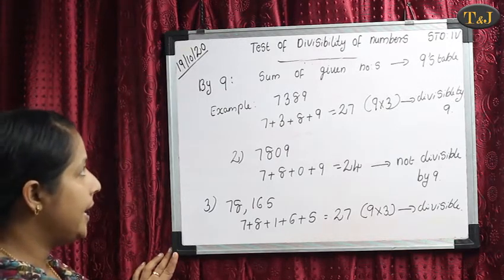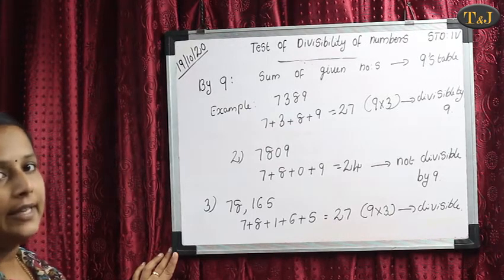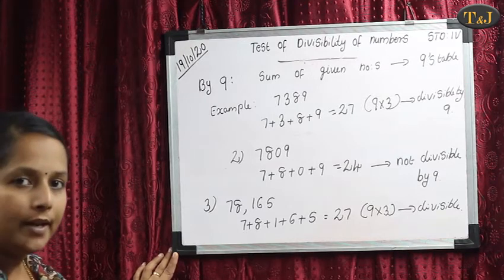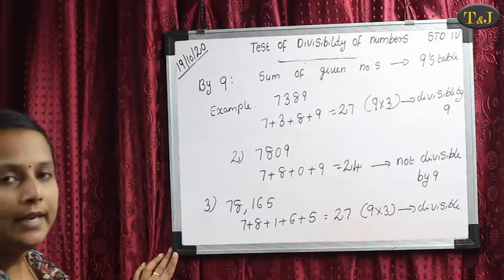Both cases, 9 and 3, are the same. In both cases, we are adding the digits of the given number. If that sum is included in 3's table, it is divisible by the number 3. If it is included in 9's table, it is divisible by the number 9.